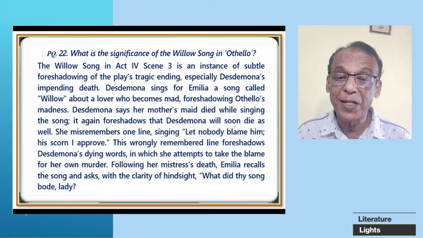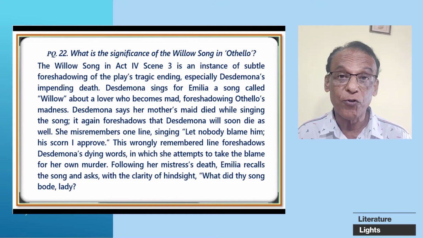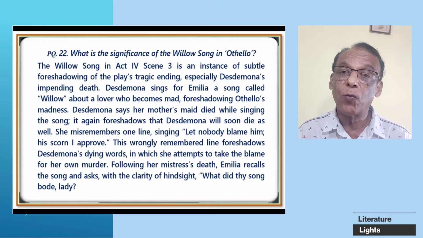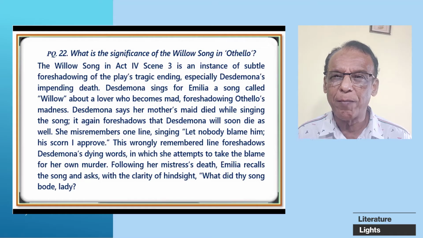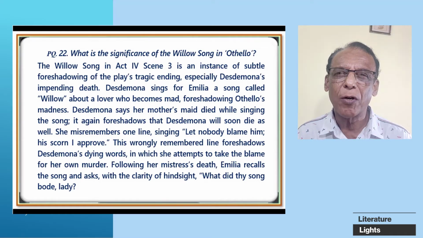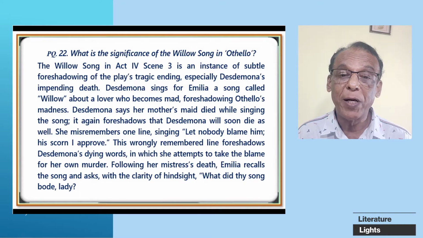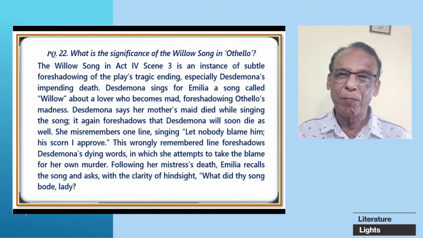Desdemona says that her mother's maid died while singing the song. It again foreshadows that Desdemona will soon die as well. She misremembers. She doesn't remember well. She remembers wrongly one line, singing, "Let nobody blame him, his scorn I approve." That is the line that she remembers wrongly.